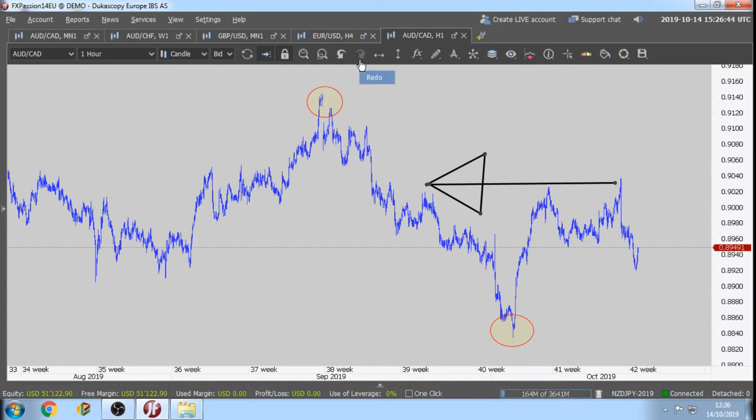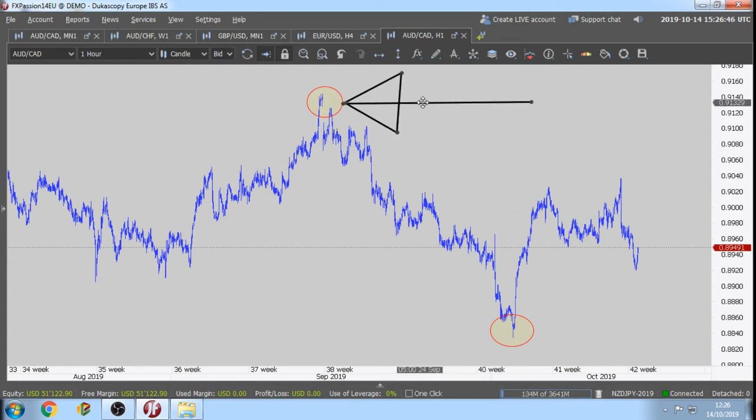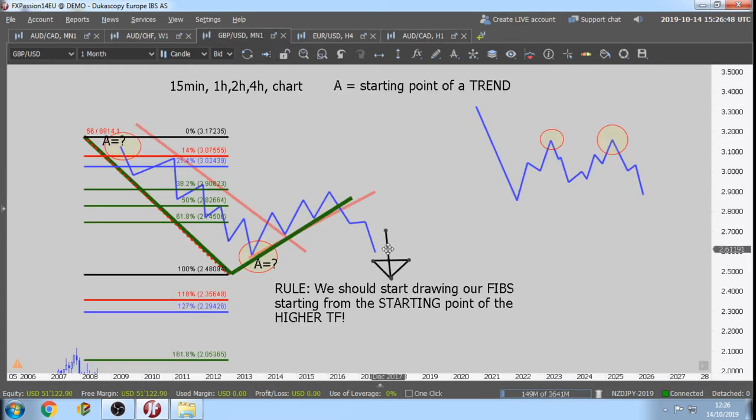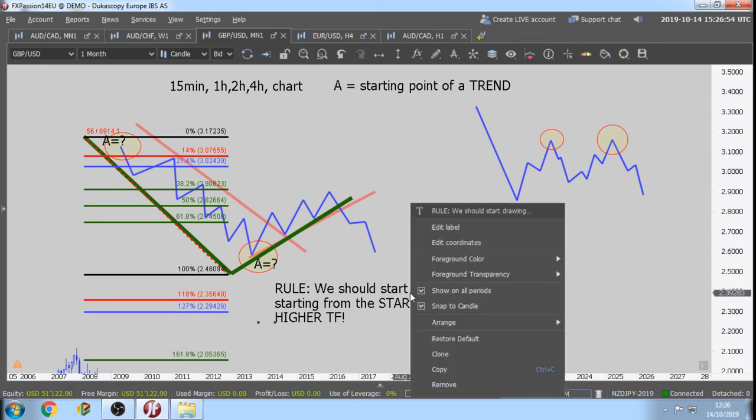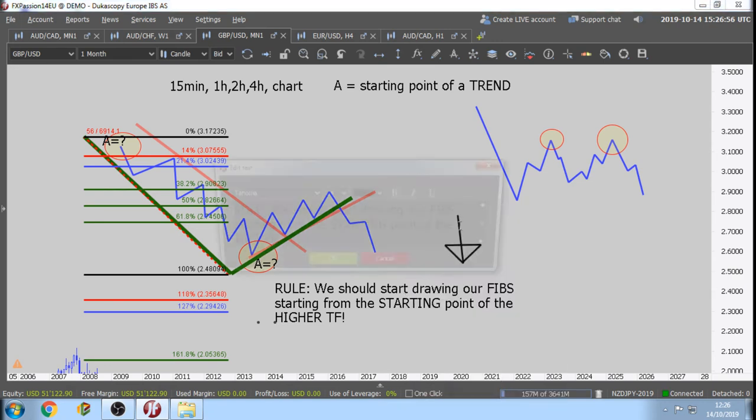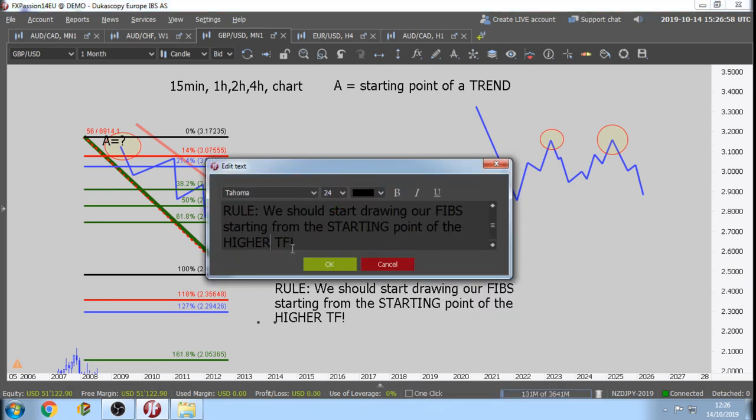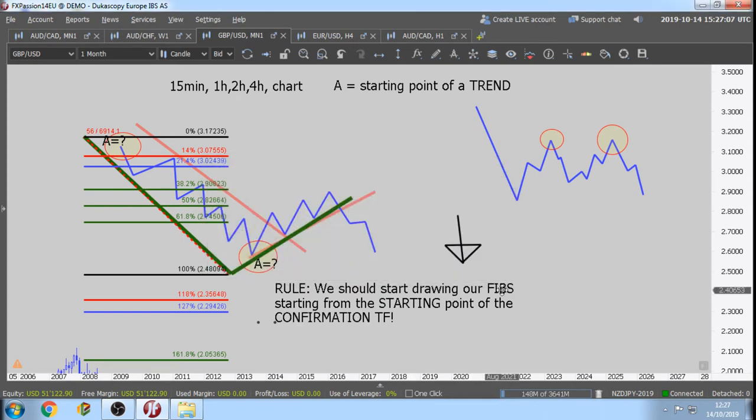Yes, monthly is the higher time frame. Akos, maybe I didn't explain enough. We should start drawing our Fibs starting from the point of the confirmation time frame. Okay, now it's better.